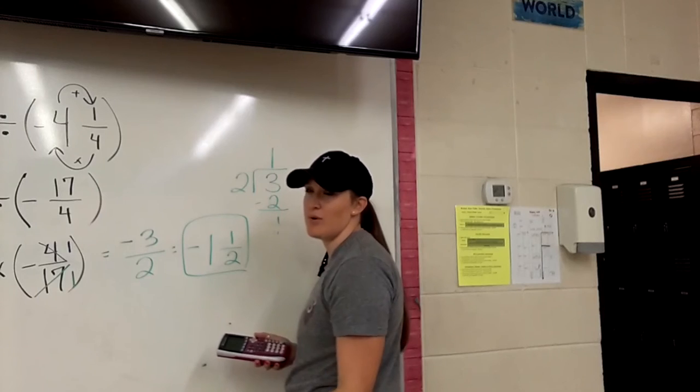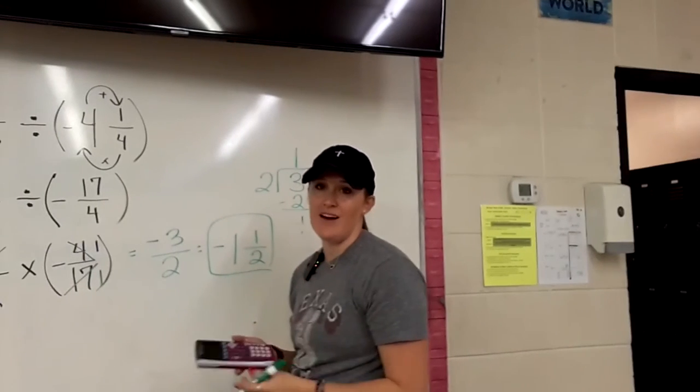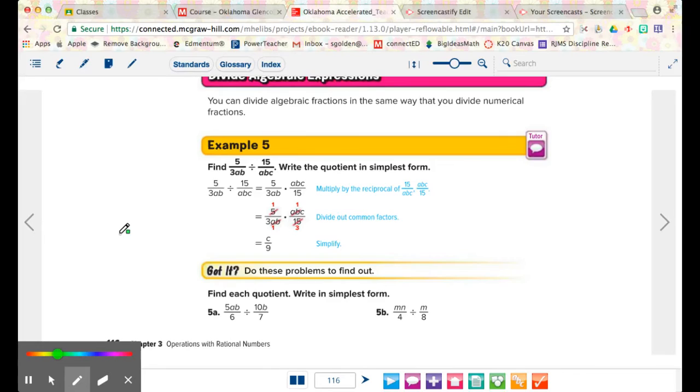Now let's look at, we're going to skip 4 and look at example 5. So example 5 says find 5 over 3ab divided by 15 over abc. Write the quotient in simplest form. So we have lots of letters in this one and they don't tell us what any of those letters equal. So first let's just kind of look at what all's happening here.